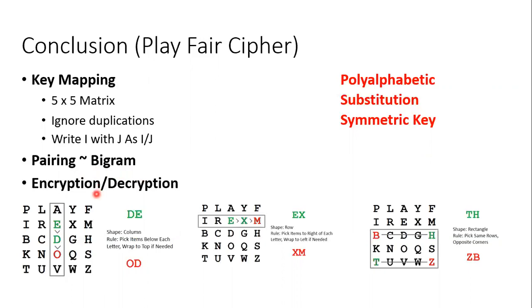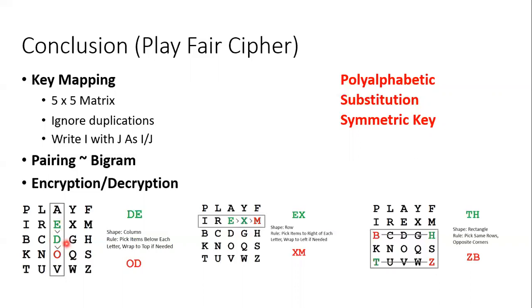For encryption, we have to check our plain text characters in the whole key matrix. If the plain text characters are in the same column, for example, here D and E are in the same column, we have to write the letter below each character. For example, D and E: for D we write O, and for E we write D. And in decryption, we have to reverse it.